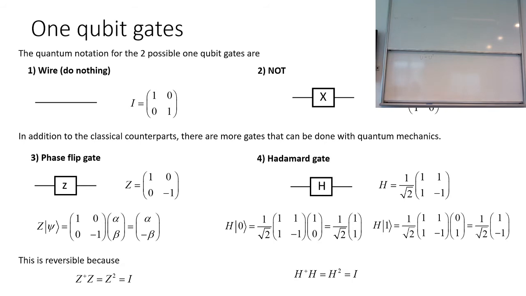And you can see that these are reversible because if you just apply the same gate twice, then you end up with the identity. That's also true of this Hadamard gate.